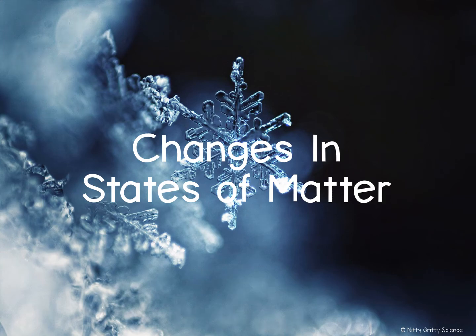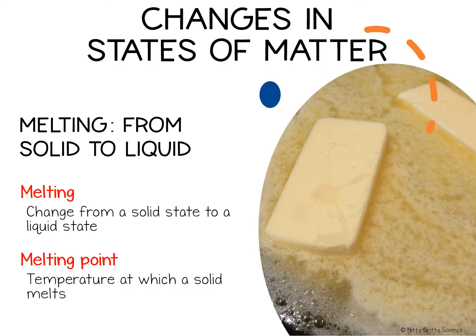Changes in states of matter. What happens to a solid when thermal energy or heat is added to it? Think about adding an ice cube to your hot cocoa. The particles in the hot cocoa are moving fast and colliding with the vibrating particles in the ice cube. The collisions of the particles transfer energy from the cocoa to the ice cube.